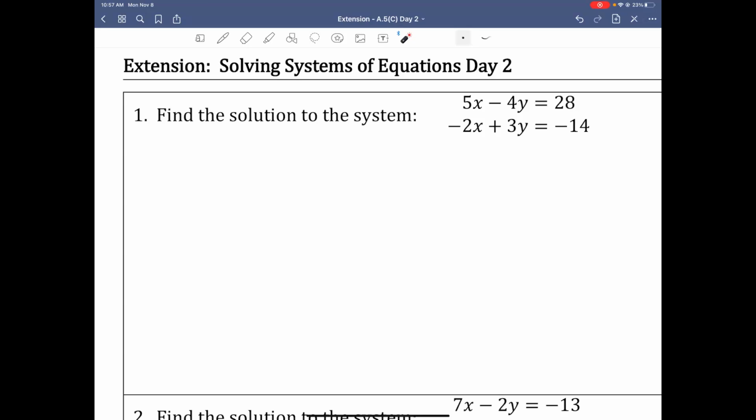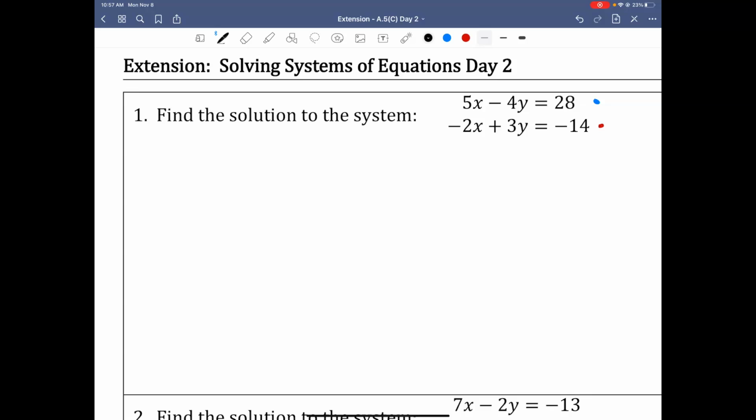In example 1, we want to find the solution to the system 5x minus 4y is equal to 28, which I'm going to denote as my blue equation, and negative 2x plus 3y is equal to negative 14, which I will denote as my red equation.